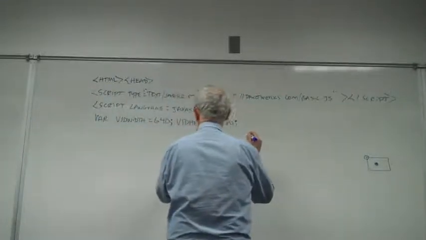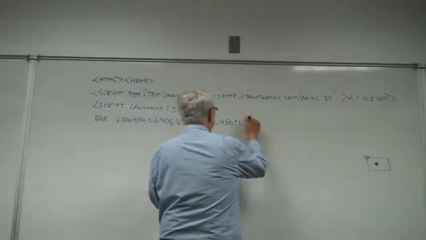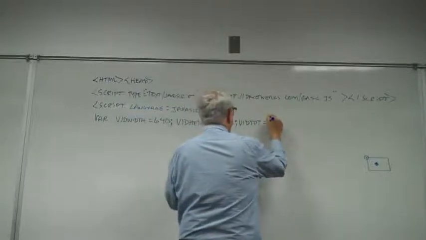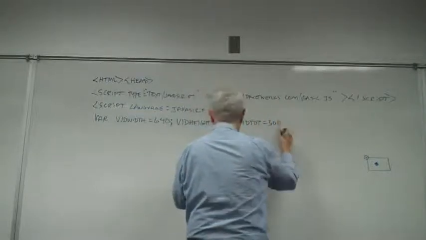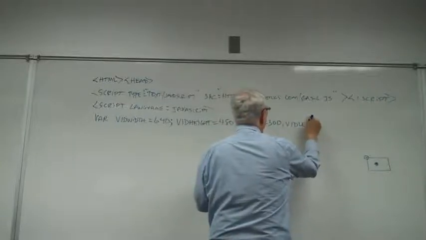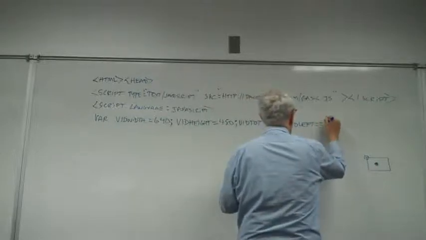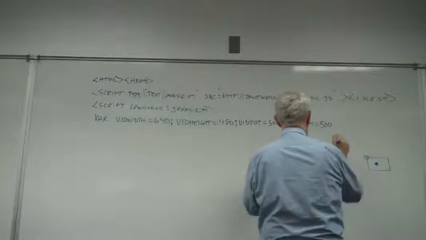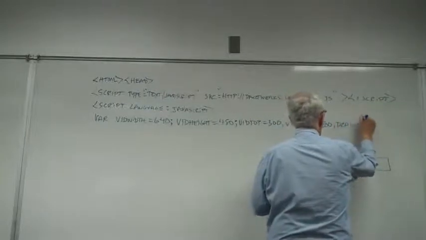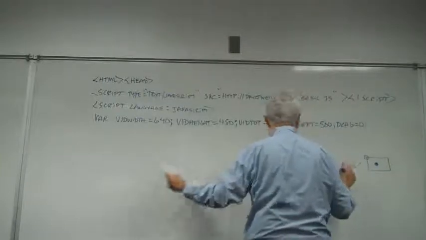So vidWidth, vidHeight, vidTop equals 300, vidLeft equals 500, and drag equals 0. And that's it. There they are, all the variables I need.